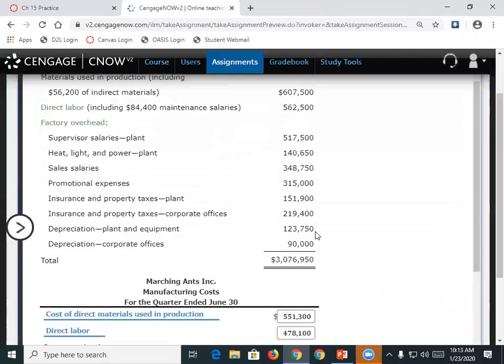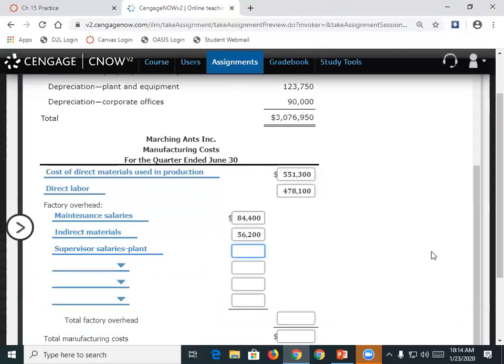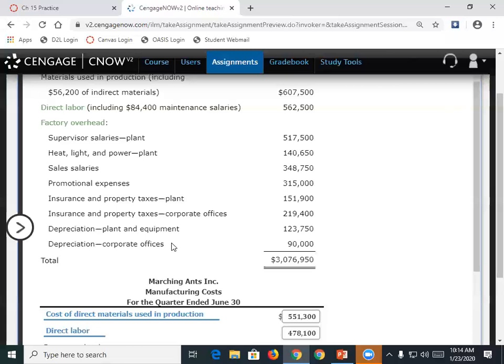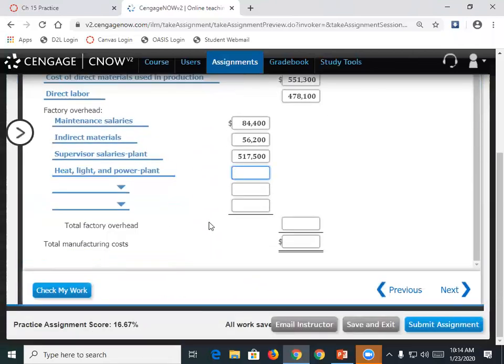And then we just need to look at what they list as factory overhead and determine if it's actual product factory overhead or a selling and administrative expense. So supervisor salaries at the plant. Plant's another word for factory. So is that in factory overhead? Yes, very good. Anytime it says plant or factory, it's a factory overhead. Pretty simple, right? Most of the time. So supervisor salaries at the plant are definitely overhead: 517,500. What about heat, light, and power plant? It's overhead. Good. It's utilities at the factory, so it's a product or manufacturing cost. And that is 140,650.